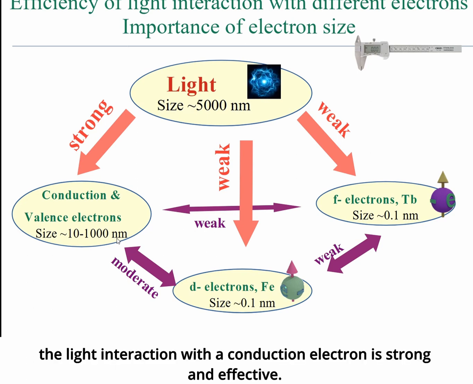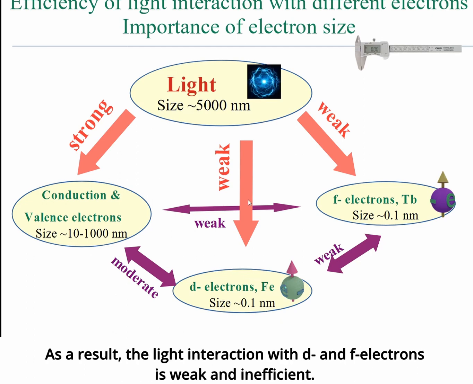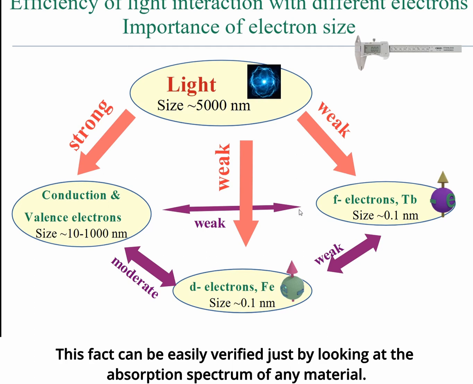As a result, the light interaction with conduction electrons is strong and effective. The size of localized d and f electrons is about the orbital size, which is about 0.1 nanometer. As a result, the light interaction with d and f electrons is weak and inefficient. This fact can be easily verified just by looking at the absorption spectrum of any material.